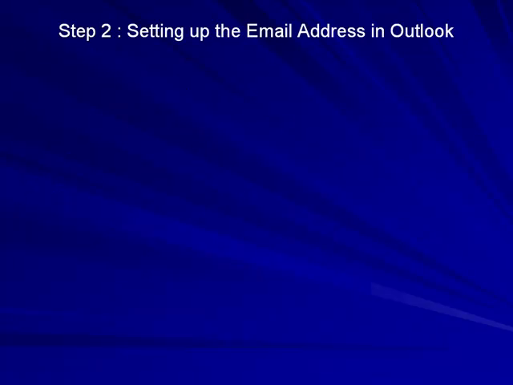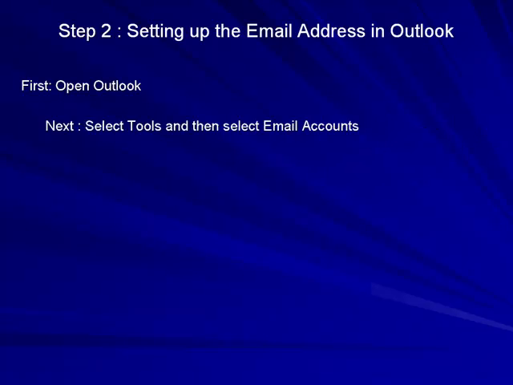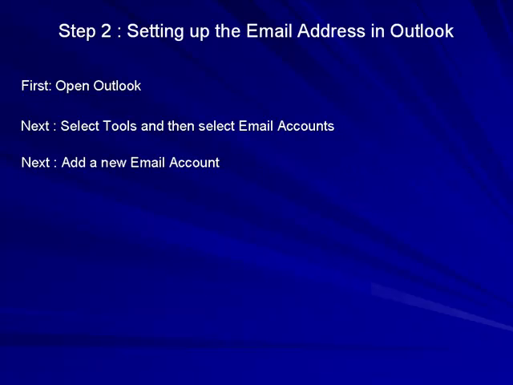The next thing we need to do is set up the email address in Outlook. To do that, first we'll need to open up Outlook. Once Outlook is open, select Tools, and then select Email Accounts. Choose Add a New Email Account. Select POP3 as the type of email that you are adding. Hit the Next button.